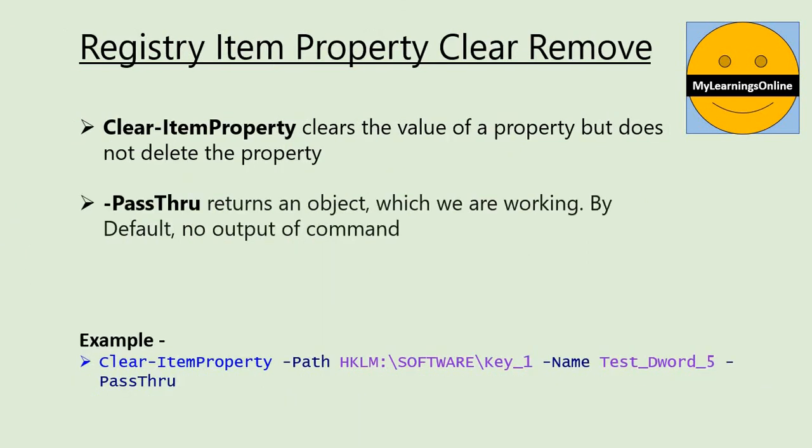PassThru parameter is used to return output on console as well. By default, this command doesn't return any output on console. In example, we can see the use of this parameter.